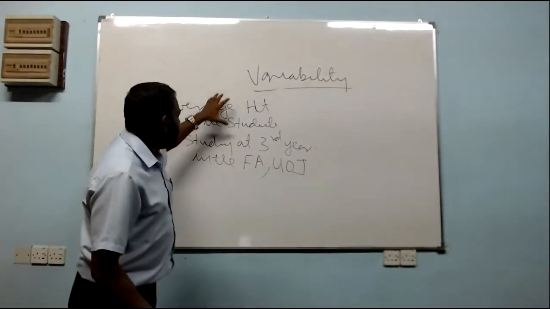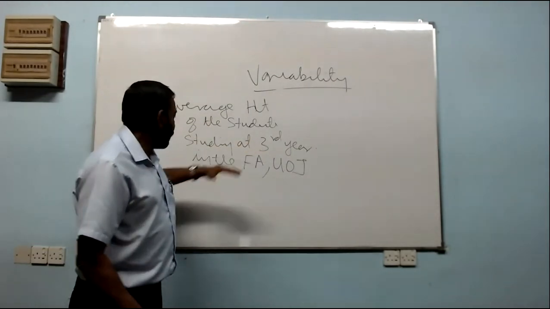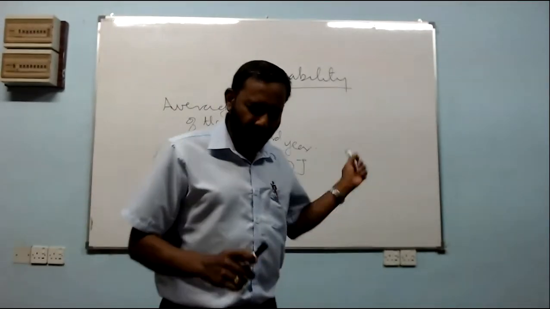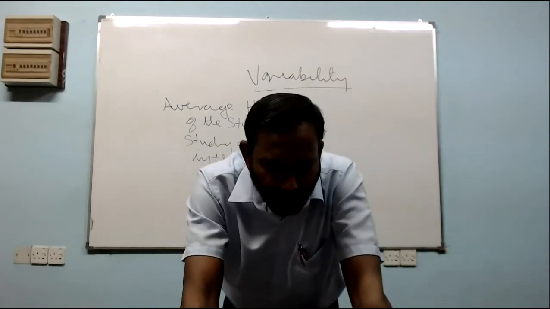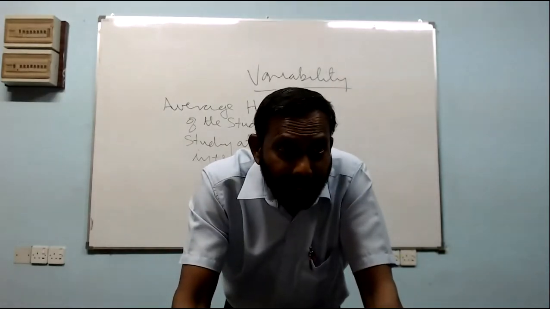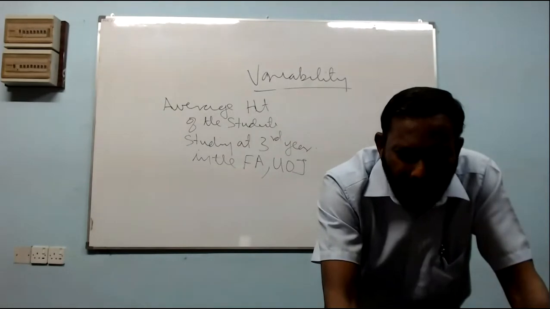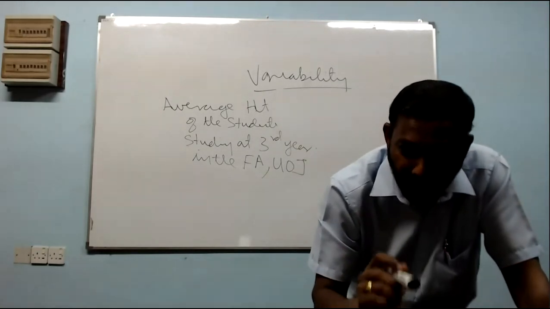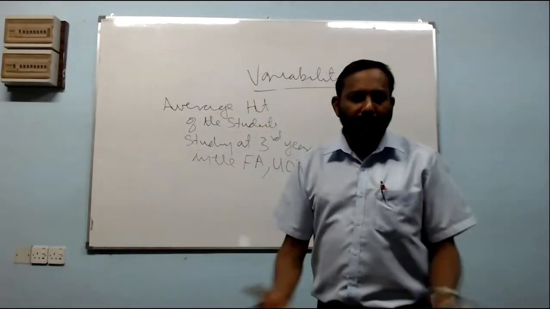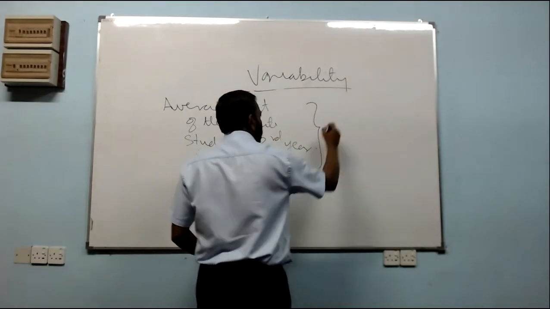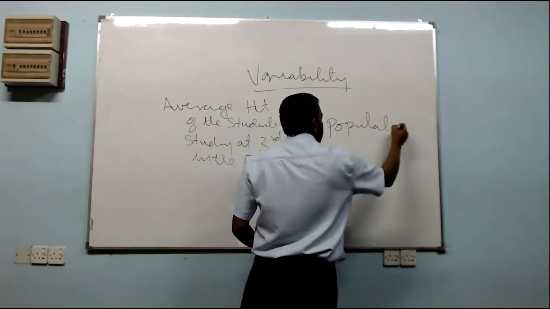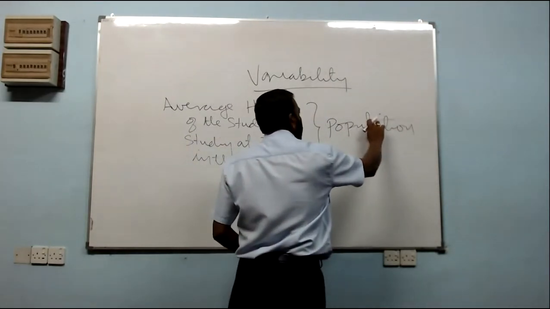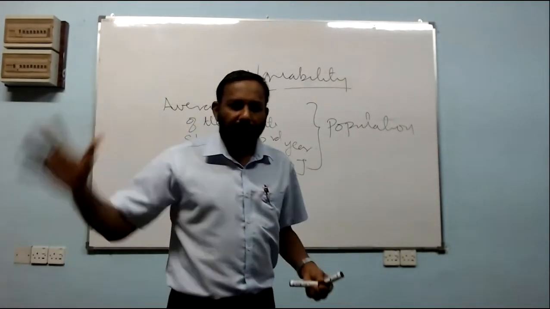Tell me, if I say I want to study the average height of the students studying in the third year at the Faculty of Agriculture, University of Jaffna, who are the people studying in third year at the moment? So what is the total number of students? 86 students. Exactly. The whole third year students are called the population.